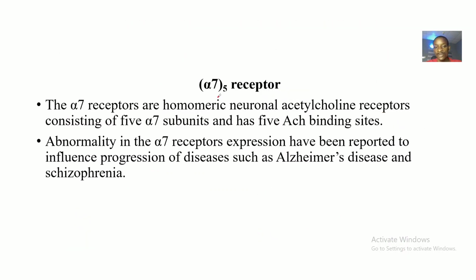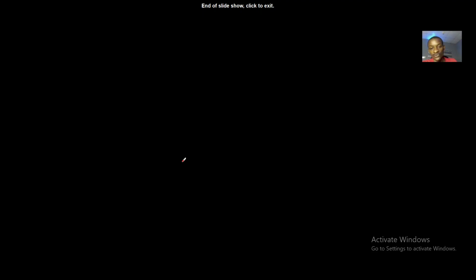Right? So let's talk about the alpha 7 subunits in 5 places. This should definitely be a homomeric receptor. The alpha 7 receptors are homomeric neuronal acetylcholine receptors consisting of 5 alpha 7 subunits, and they have 5 acetylcholine binding sites. Abnormality in alpha 7 receptor expression has been reported to influence progression of diseases such as Alzheimer's disease and schizophrenia.